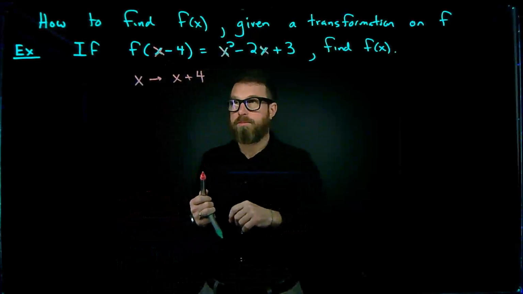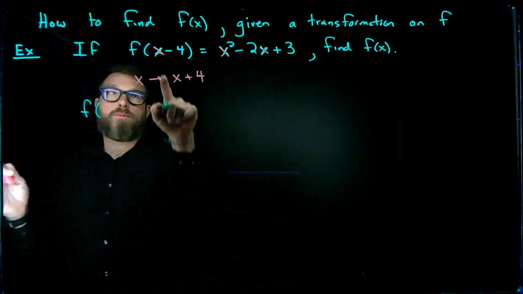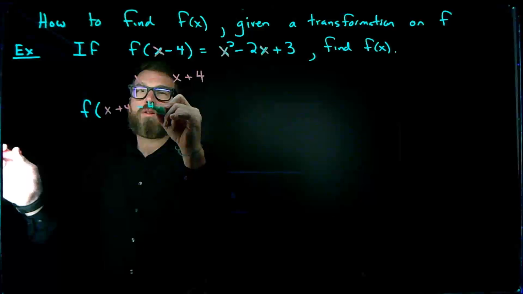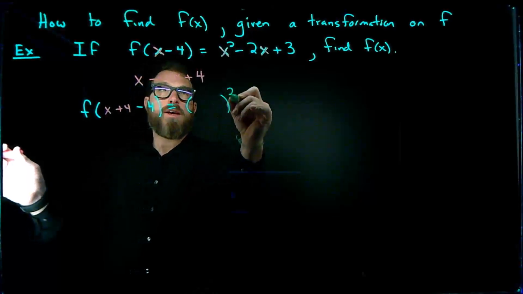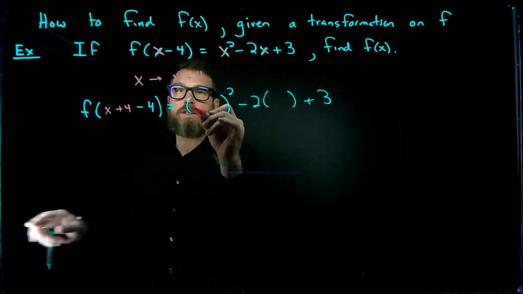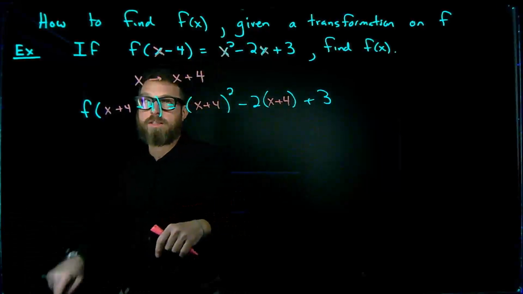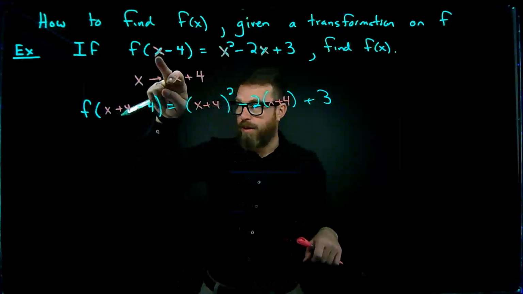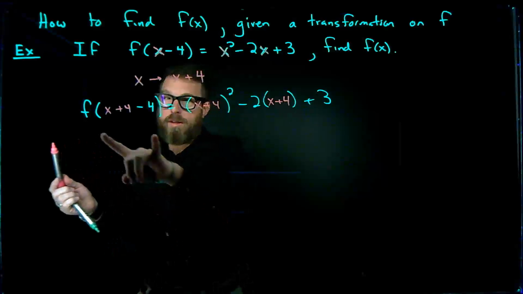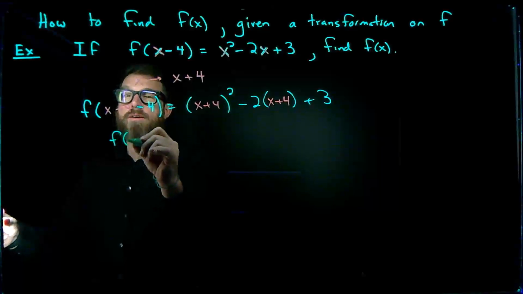So when I rewrite this, our f of x is now going to be f of x plus 4 minus 4, is equal to x squared minus 2x plus 3. Now, everywhere there's an x, there's now going to be an x plus 4. What I've done is evaluate this shifted function at x plus 4, which shifts it back to the left 4. So we can see that the plus 4 and the minus 4 are going to annihilate, and this is just going to be f of x.